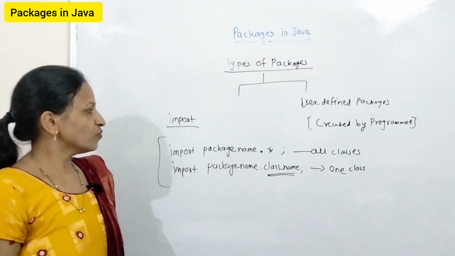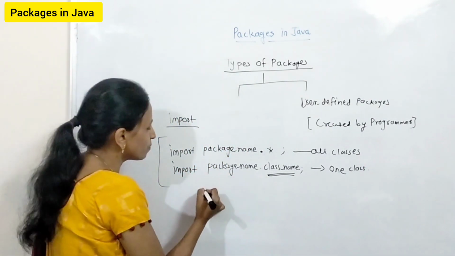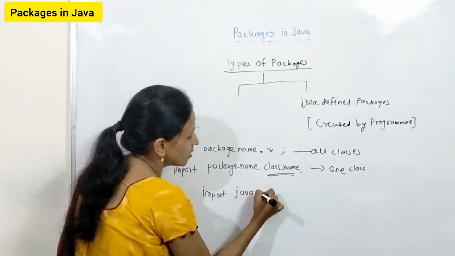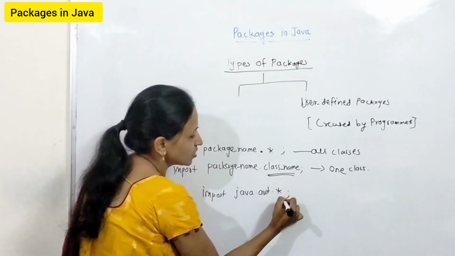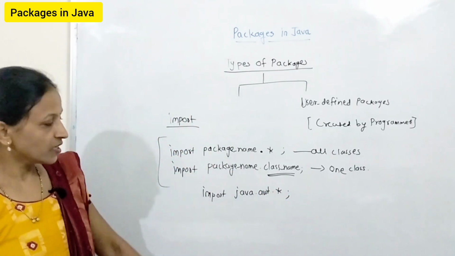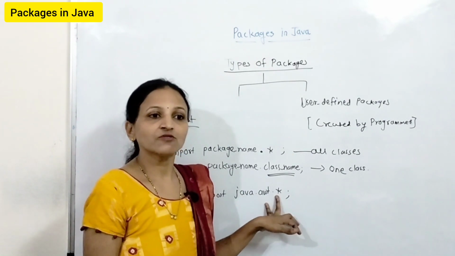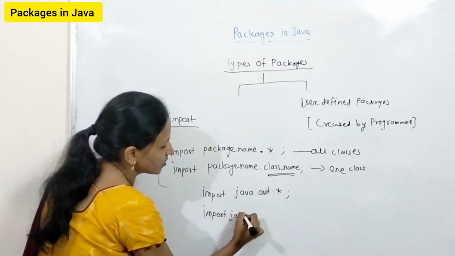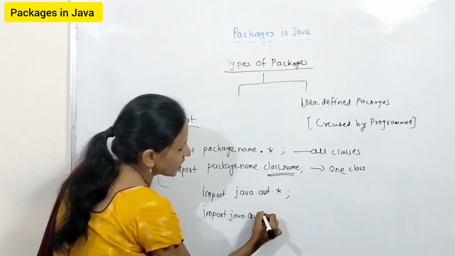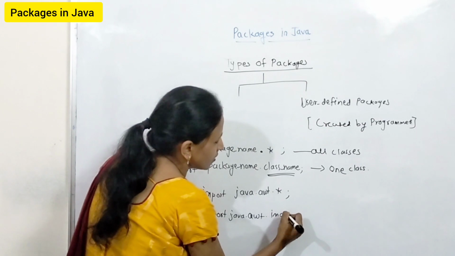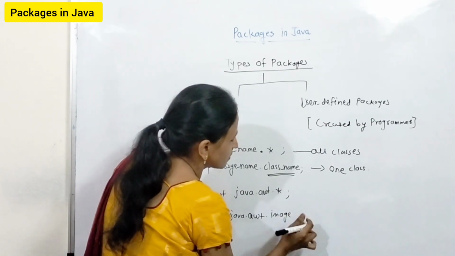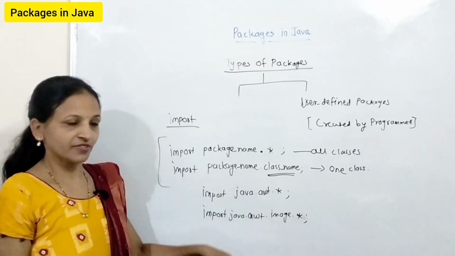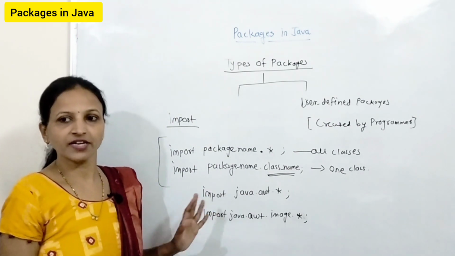Okay. Now one more point always keep in mind. Suppose I have written a statement like this, import java.awt.*. What is the meaning of this statement? It means I can use all classes from this AWT package. Suppose I am writing like this, java.awt.image.*. What is the difference between these two? That I want to explain.